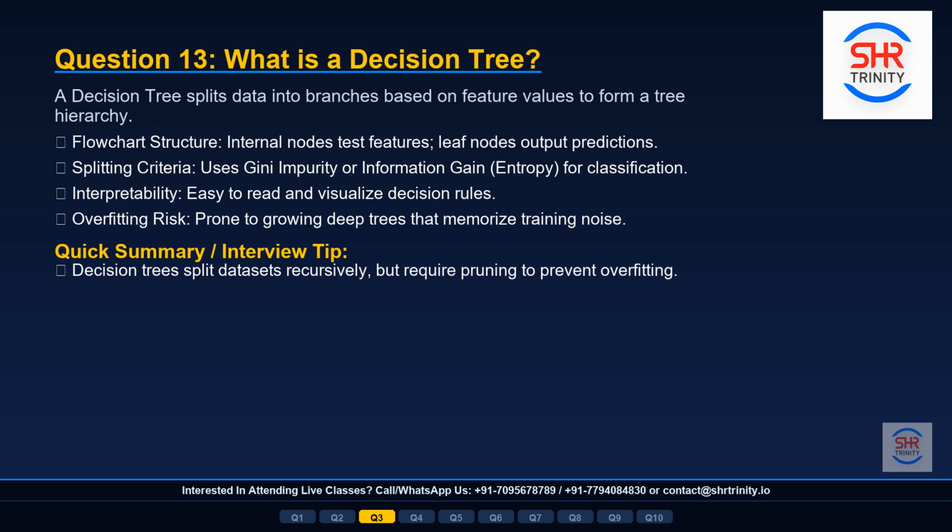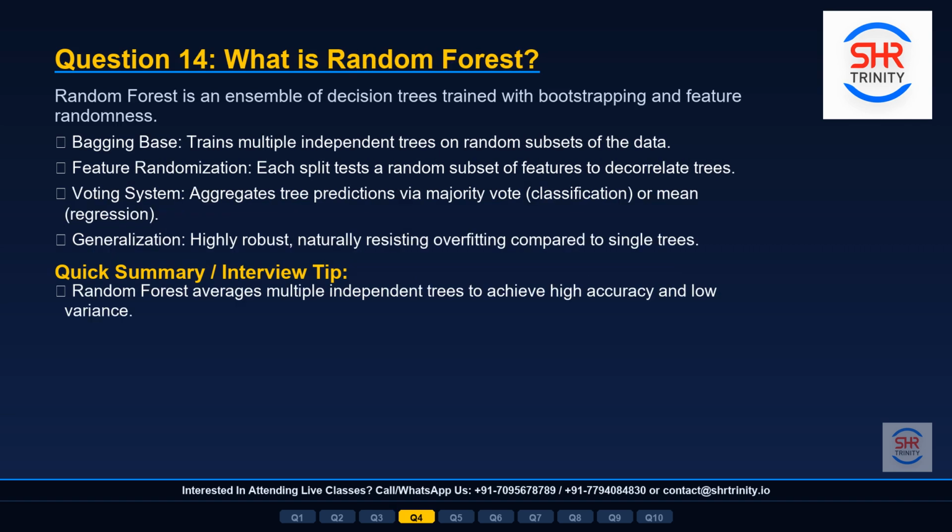The main advantage of decision trees is their high interpretability, as the rules can be easily visualized. However, their primary drawback is a high tendency to overfit the training data by growing extremely deep, complex trees that memorize noise. To prevent this, we must restrict growth using hyperparameters like max depth or apply pruning techniques. Question 14. What is random forest?